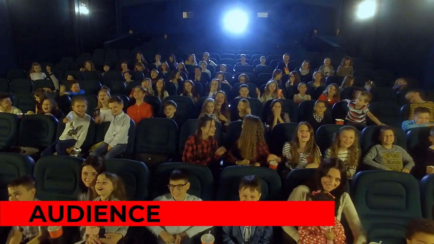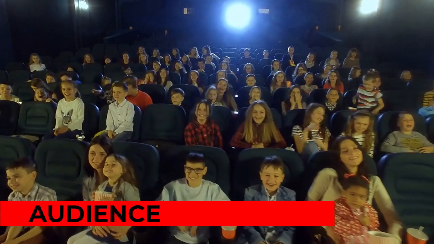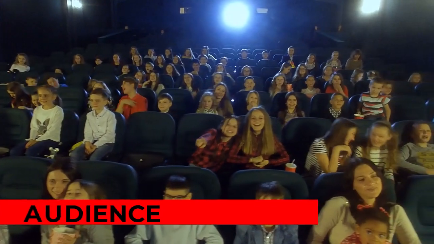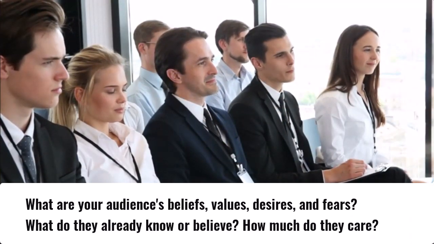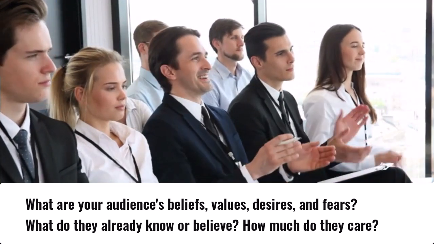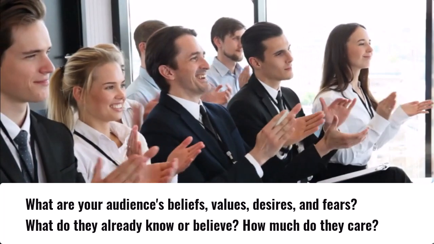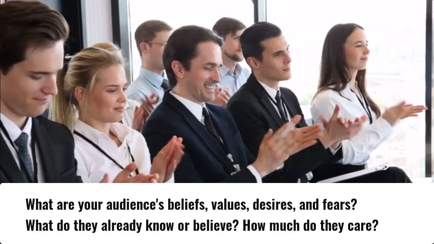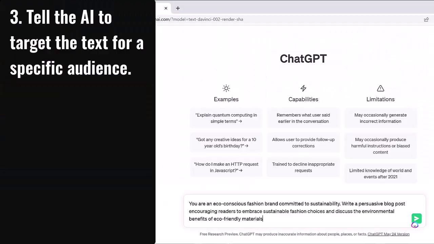What will really help the AI target the text is a description of the audience. This is what most prompts leave out. Who are you trying to reach? What are your audience's beliefs, values, desires, and fears? What do they already know or believe about the subject? How much do they actually care? As with every other part of the prompt, the more detail you can give, the better.